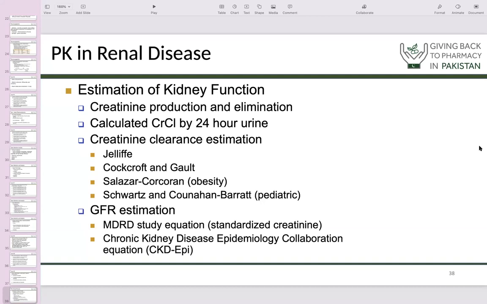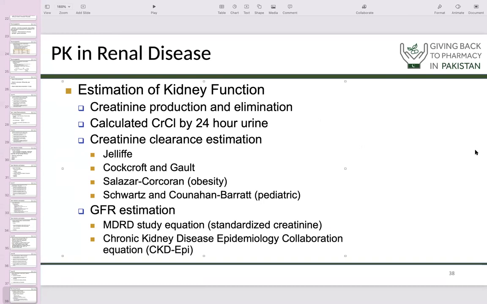There is a lot of research carried out on this equation. Otherwise, there are more accurate estimations. Yes, Junaid, the answer is B, because of the answer of B to the previous question: because of her age, she has some sort of renal dysfunction. Okay, moving on to PK and renal disease.